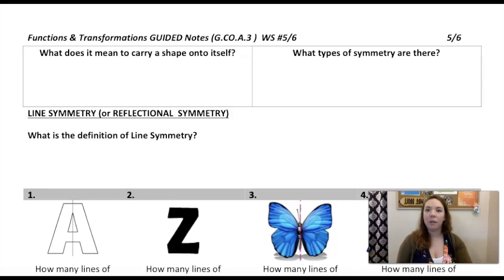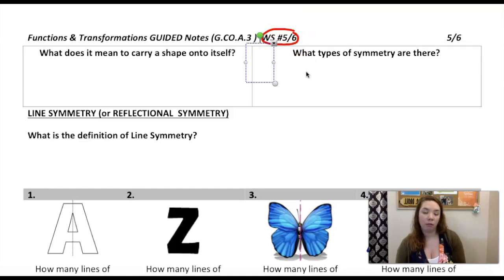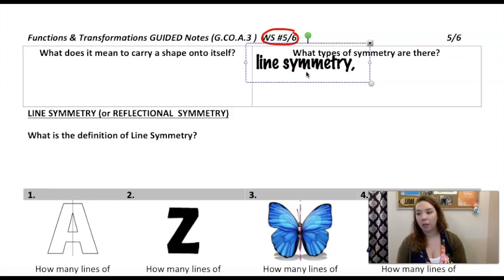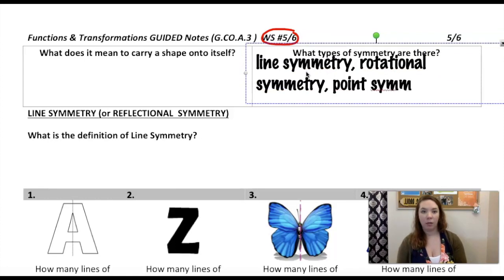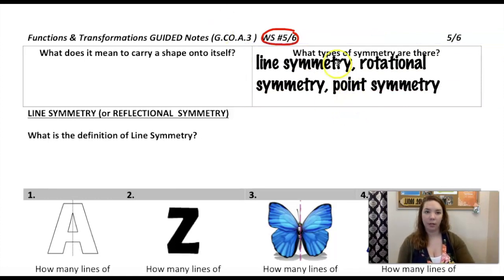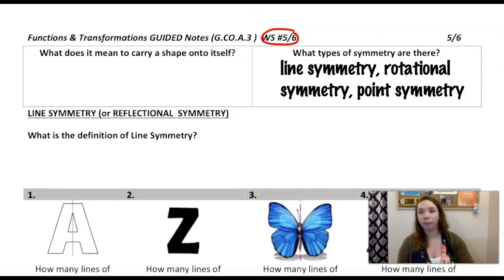All right, guys, today we are working on our guided notes for worksheets 5/6, and really the main focus of today is symmetry. It is something symmetrical, and we're going to talk about the three different types of symmetry. So I'm actually going to start us over here. What types of symmetry are there? The three that exist and that we're going to focus on today are line symmetry, rotational symmetry, and point symmetry. Those are our three kinds that we're going to work on today.